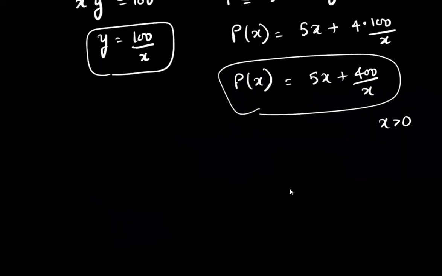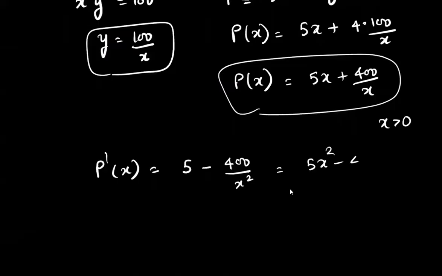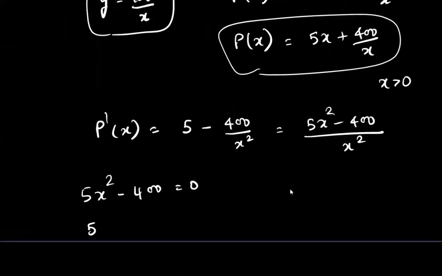I know the procedure now to find the critical point. I take my first derivative. I have 5 minus 400 over x squared, which can be written as 5x squared minus 400 all over x squared. To find the critical points, I set my numerator equal to 0. I take the 5 away. I have x squared minus 80, right? Which means x is equal to plus or minus square root of 80.